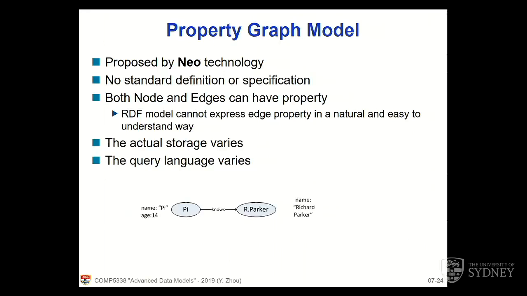So it's something like this, just like all the graphs you've already seen. We have a node. A node can have properties. That's another node. And we have edges. Edges can also have properties as well. Like Pi knows Richard Parker, and Pi has the name Pi, and the age is 14, and Richard Parker has a name. And that relationship can have a property like since 1 year, and they have a common interest, which is sailing. So basically, that's it.